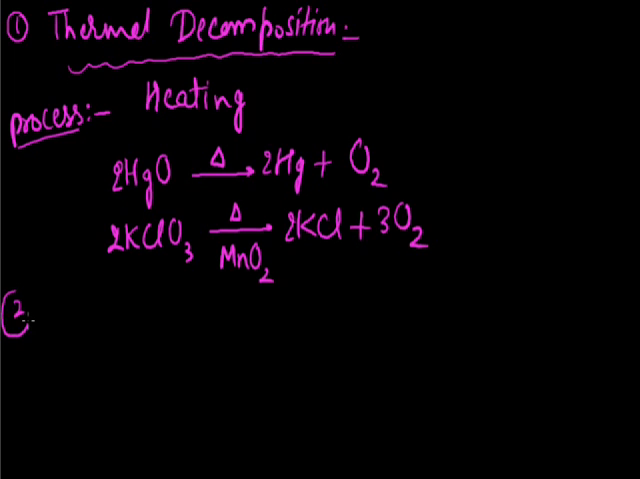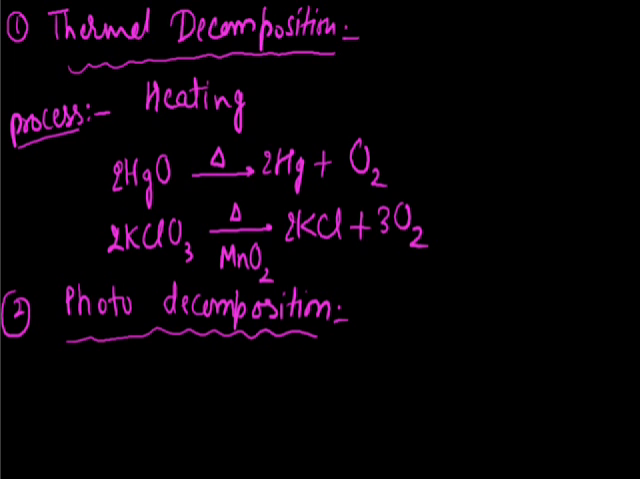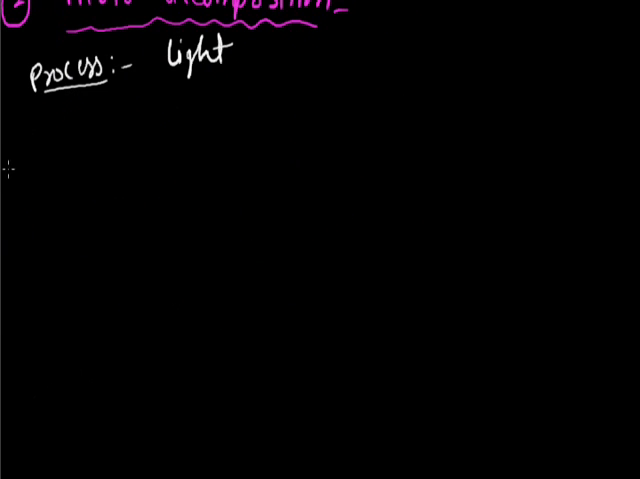Now the second type of this classification is photo decomposition. We can define photo decomposition as when the process used in decomposition is light, then the decomposition is known as photo decomposition. Meaning the source of decomposition is light, then the reaction is known as photo decomposition.